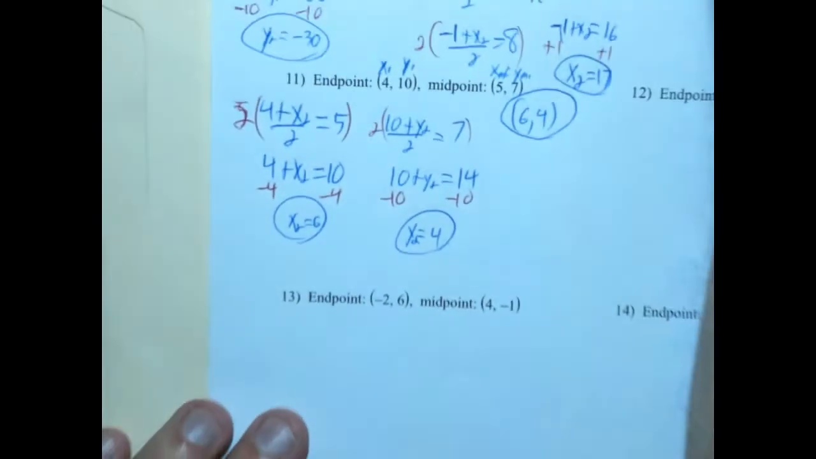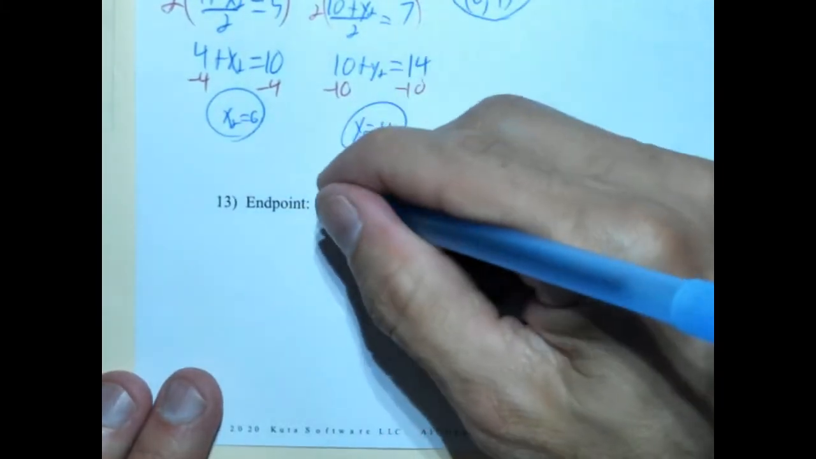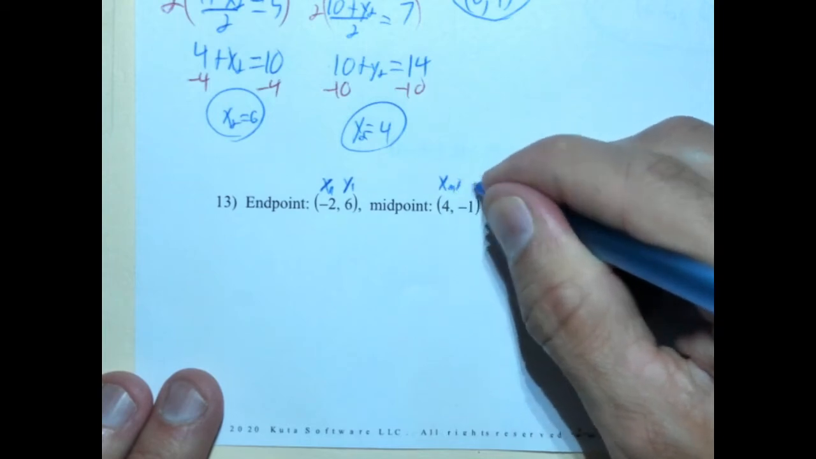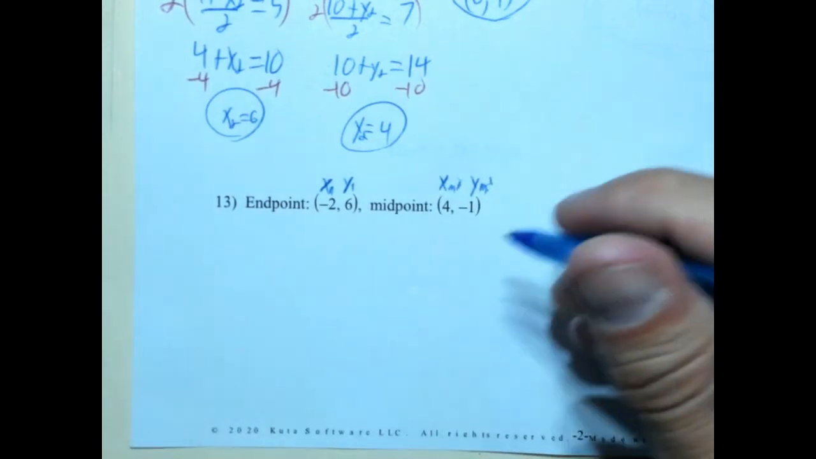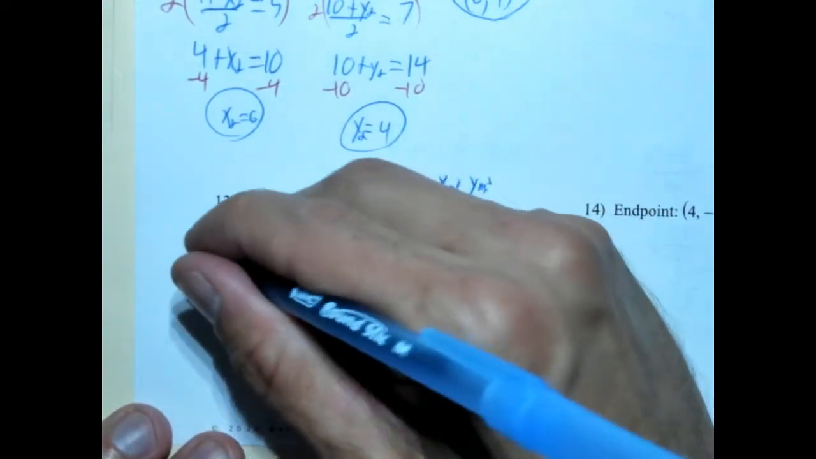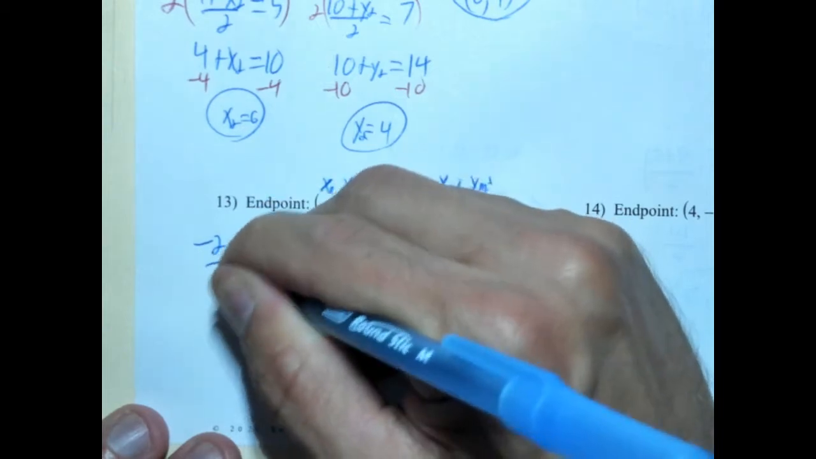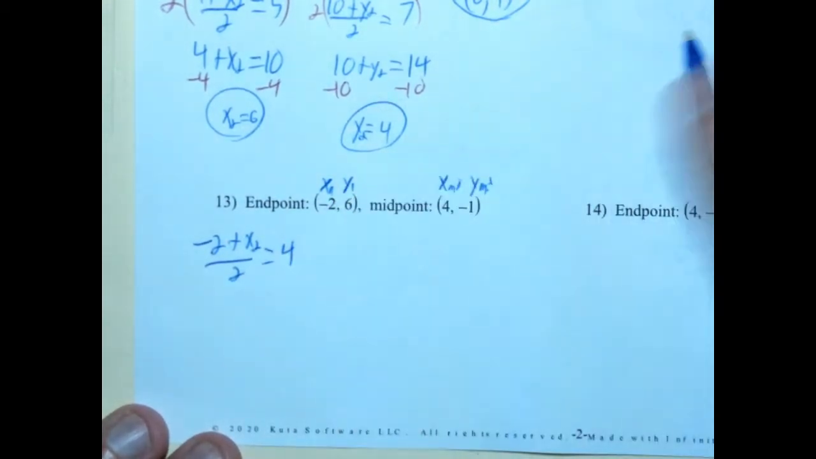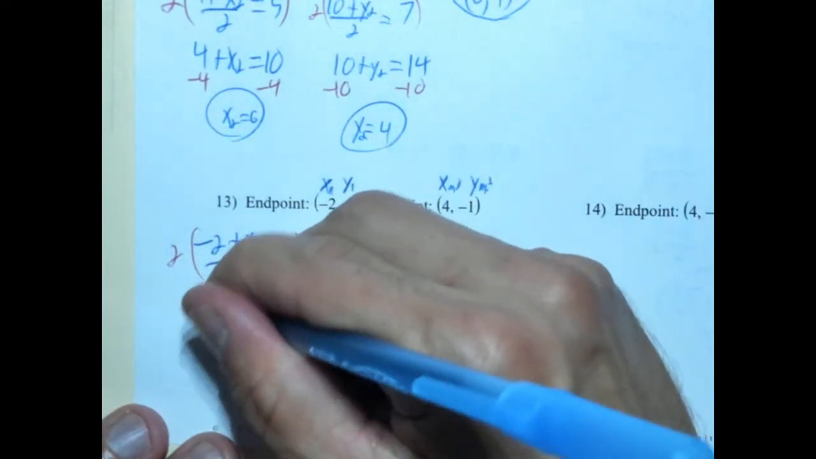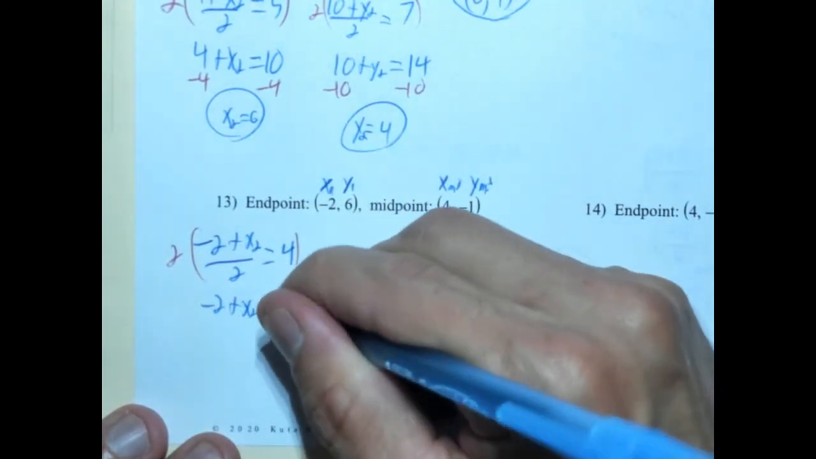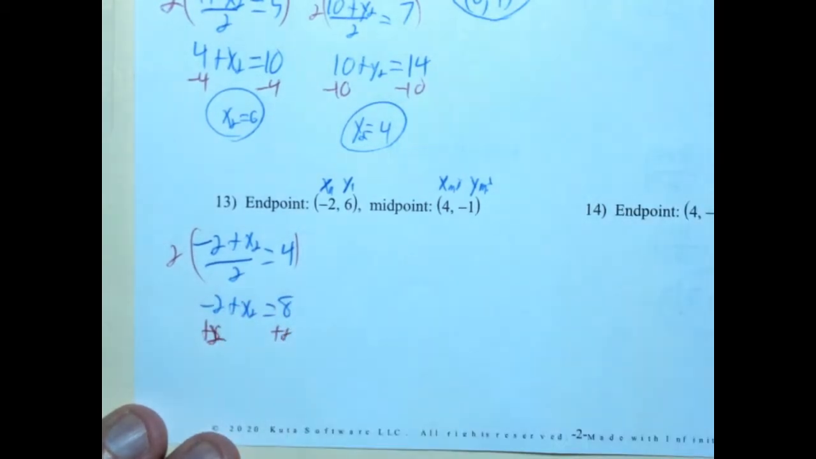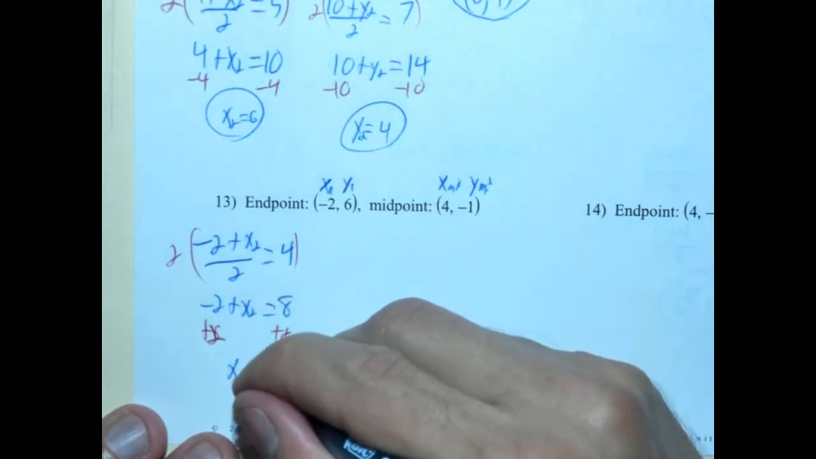Last one. Here we go. We have x sub 1, y sub 1, and then x sub mid, y sub mid. So, okay, x sub 1 plus x sub 2 over 2 equals x sub mid. So -2 plus x sub 2 over 2 equals 4. We're going to get rid of that 2 in the denominator. So -2 plus x sub 2 equals 8. We're going to add 2 to both sides. And then x sub 2 equals 10.